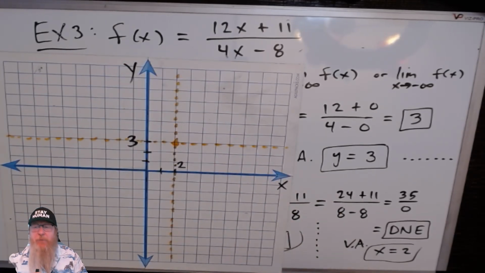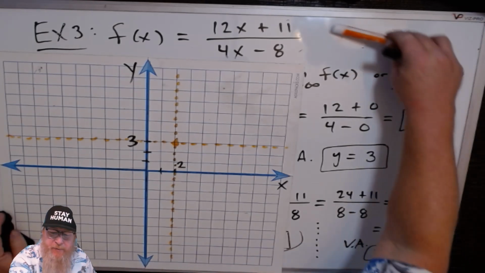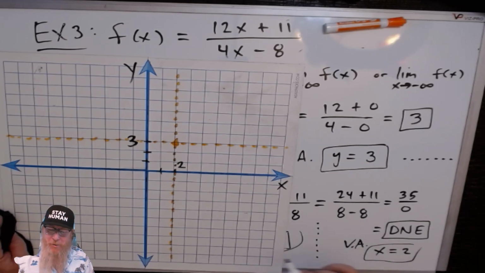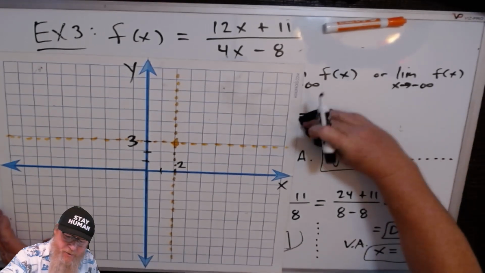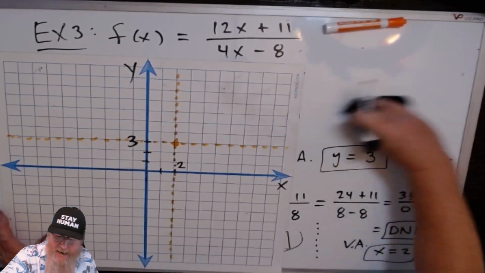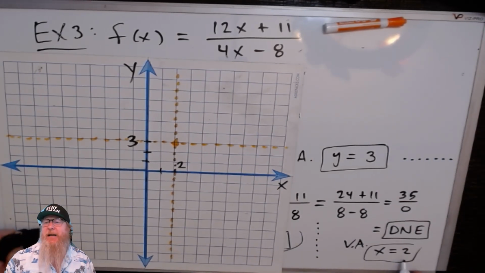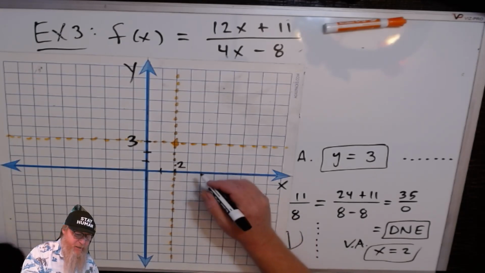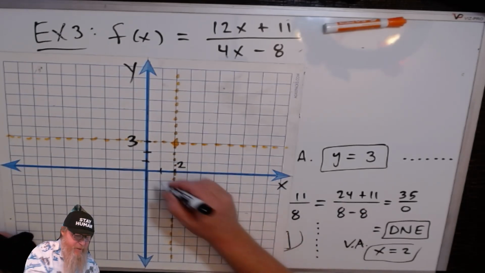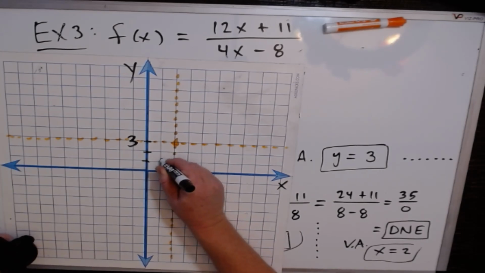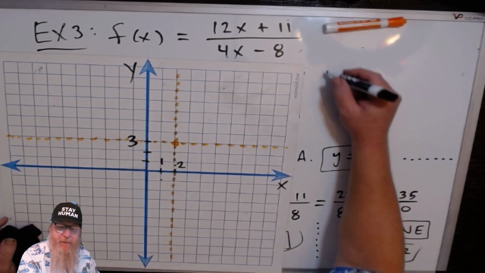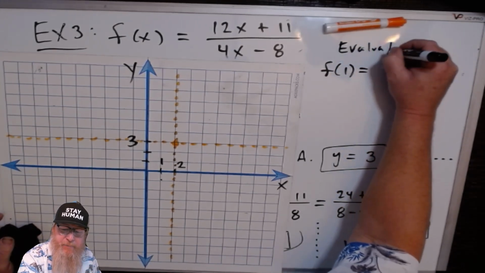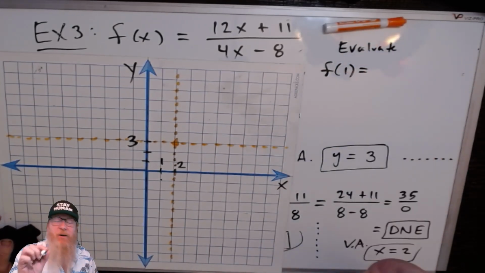All right, so now you need 1 additional point. I actually like to do 2, but on the homework, you only need to do 1. So just plug in any number besides 2, right? You can't plug 2 in because it's an asymptote. So I usually just plug in 3 or 1 or something like that. How about 1? X equals 1. So we'll plug in 1. This is called evaluating. This is to get our additional point.